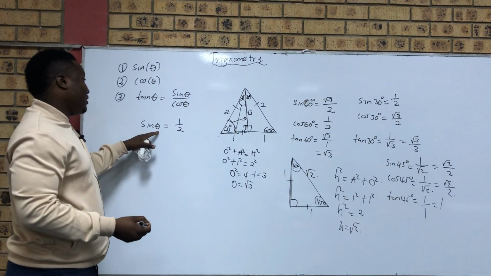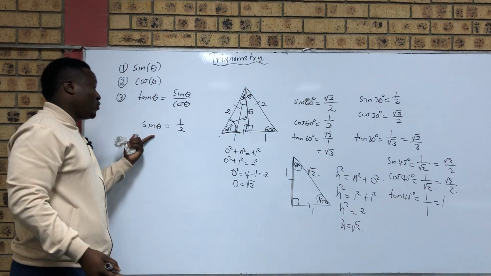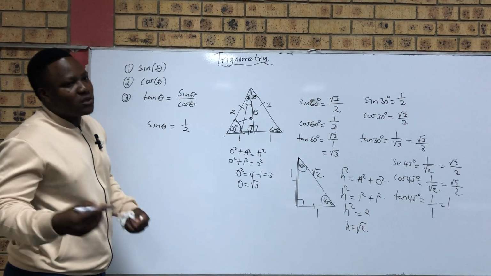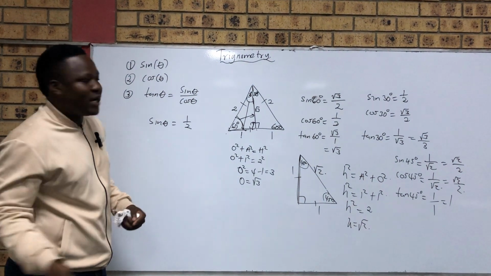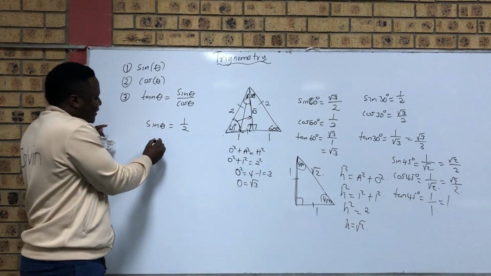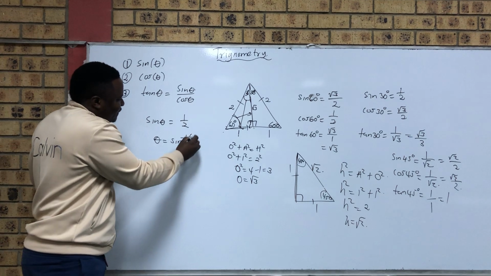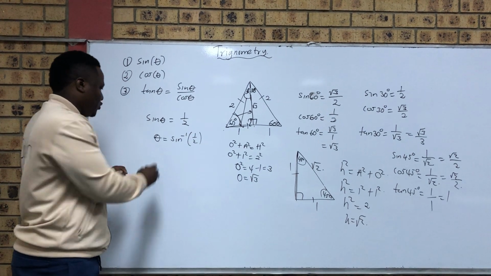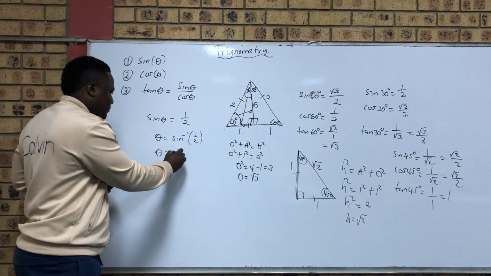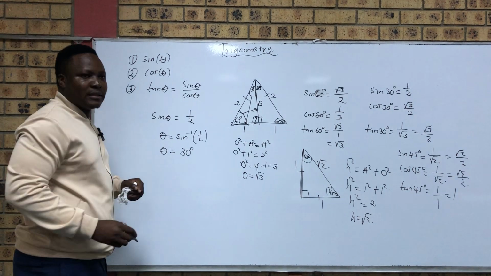But then another way, in some cases, in grade 12, they'll say without the use of a calculator, but in grade 10, they will still give you a chance of using a calculator. So to find this angle, you will simply write the inverse of sine 1/2, which if you punch a calculator, you will simply get 30 degrees.